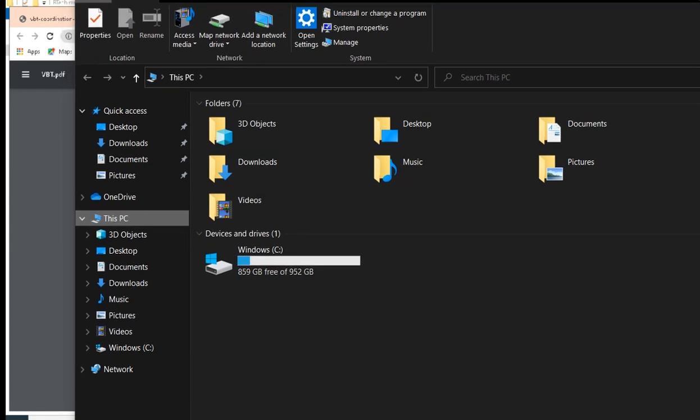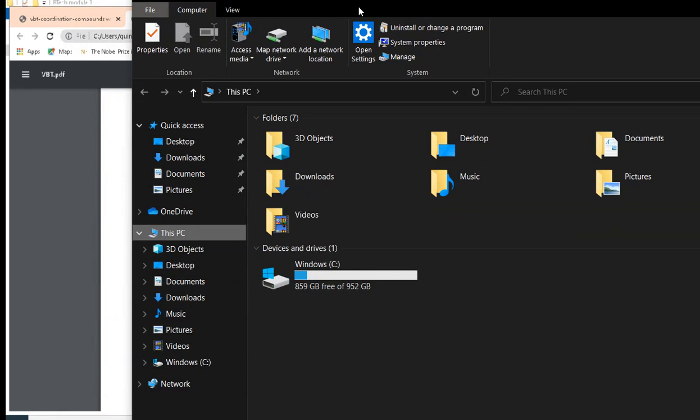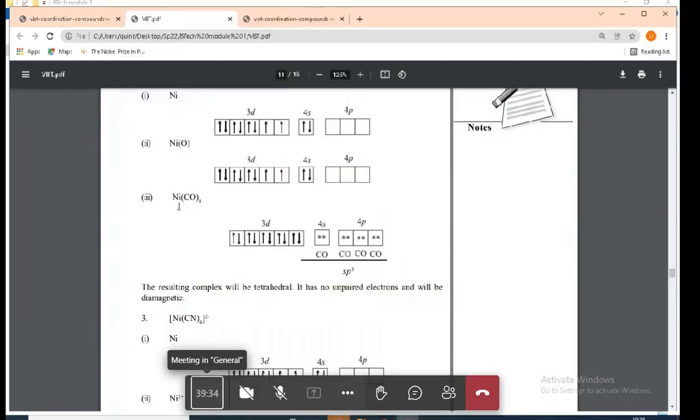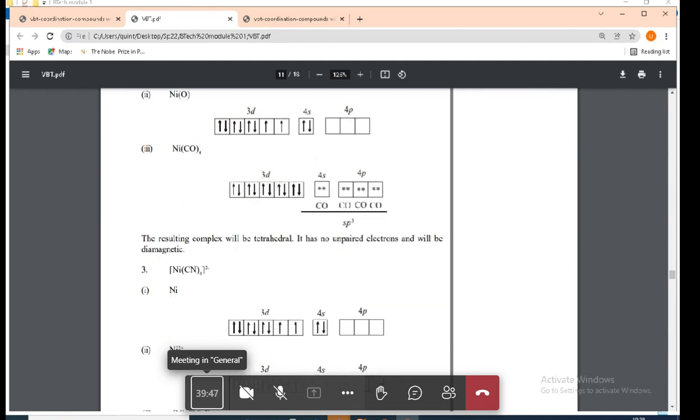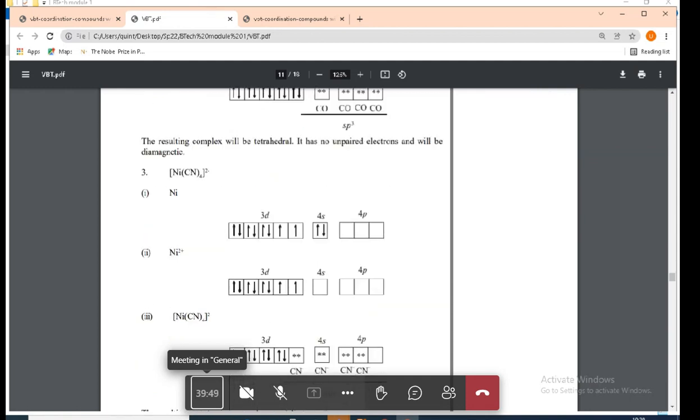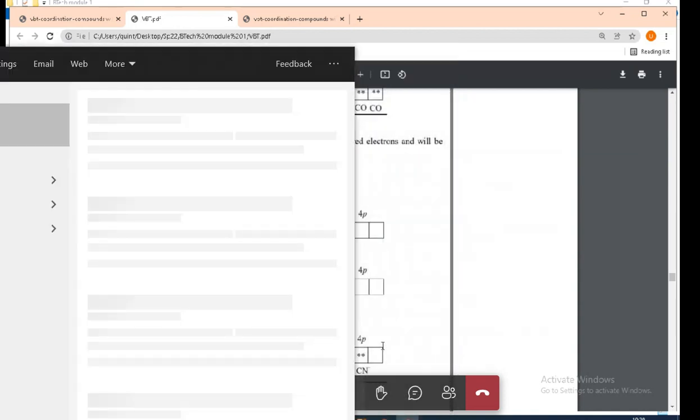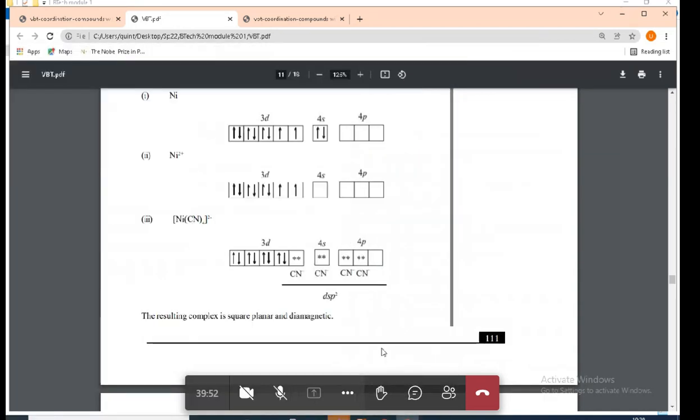So nickel with carbon monoxide, with the carbonyl ligand, gives you an sp3 hybridization and diamagnetic, but nickel with cyanide, because this is an ion, nickel here is in +2 oxidation state, whereas here nickel was in zero oxidation state. So in zero oxidation state, nickel in this complex gives you sp3 and diamagnetic, whereas nickel in +2 oxidation state gives you a dsp2, that is a square planar structure, but yet it is diamagnetic. So the resulting complex is diamagnetic.